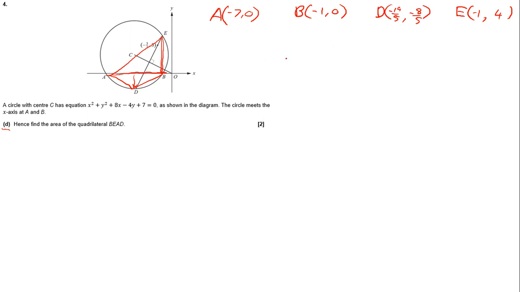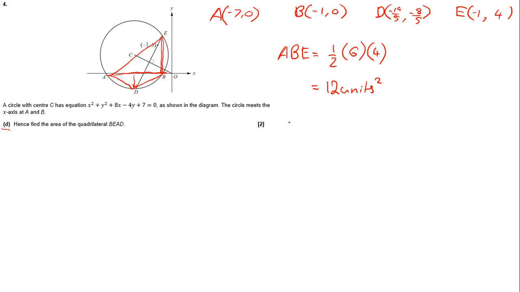So if we just look at the triangle ABE, that has a base length of AB. If you have a look, base length AB is going to be 6. So that's going to be half times 6 times the height. Well, the height of E is just 4. So the area of ABE is just going to be 12 units squared. That's really easy. Let's look at the other one.